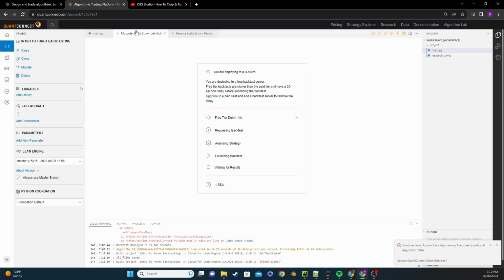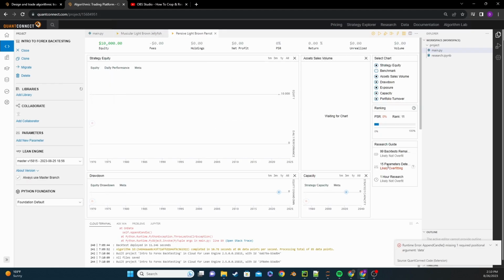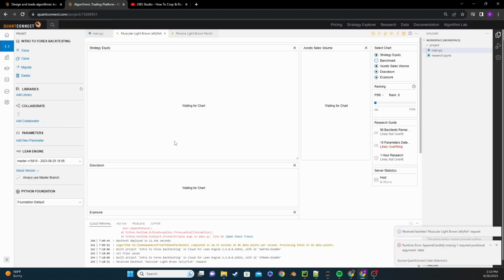Now, one thing that kind of matters is if we come back and we look at this, we have 99 back tests remaining. So in QuantConnect, you can create a project. In that project, you by default will have 100 back tests you can use. And then, if you run a back test and there's a bug or a runtime error or anything like that, it's going to count as one of your back tests. But you can always create a new project and get 100 more back tests again. So really not a big deal.